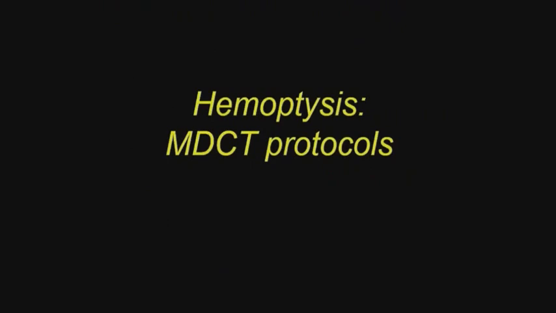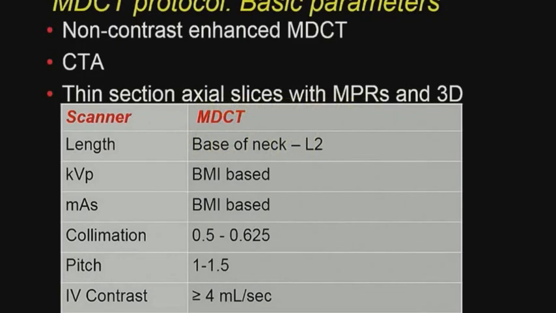So how do we image those patients? With the variety of pathologies I have presented, we can actually come down with a relatively uniform protocol. We can use either non-contrast CT in patients that are unable to undergo CTA, or what is preferable is CT angiography. We always use thin sections of the axial slices, and the MPRs and the 3D reconstructions are necessary.